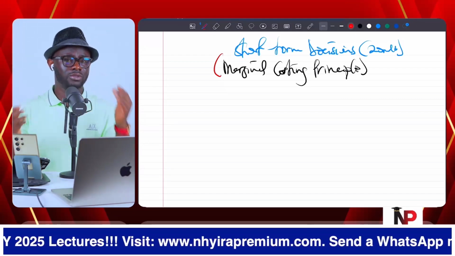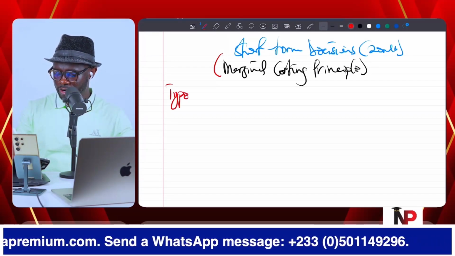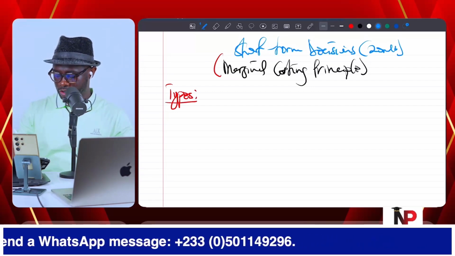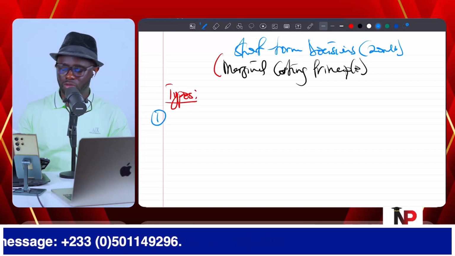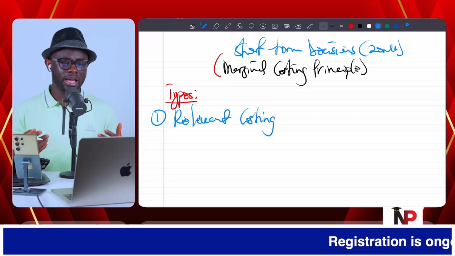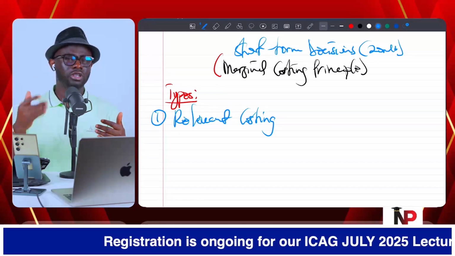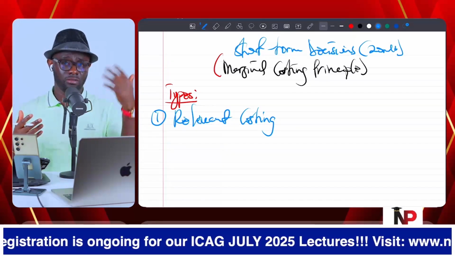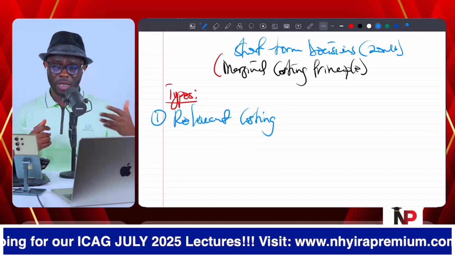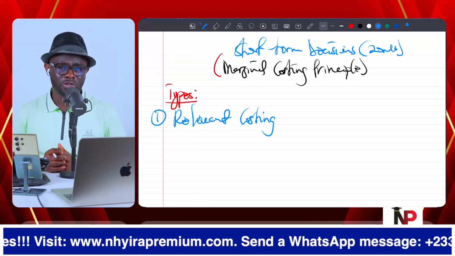Now, what are the short-term decisions you must be mindful of? The following are the various types of short-term decisions based on what the entity is seeking to do. So we have relevant cost analysis or relevant costing. So when an entity receives a one-off order or one-off contract, how do they determine the minimum price they can set or the minimum amount they can charge the customer? We apply the relevant costing principle.